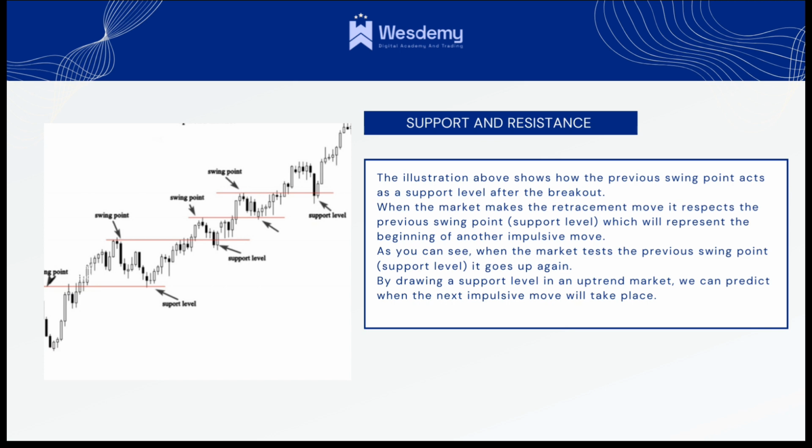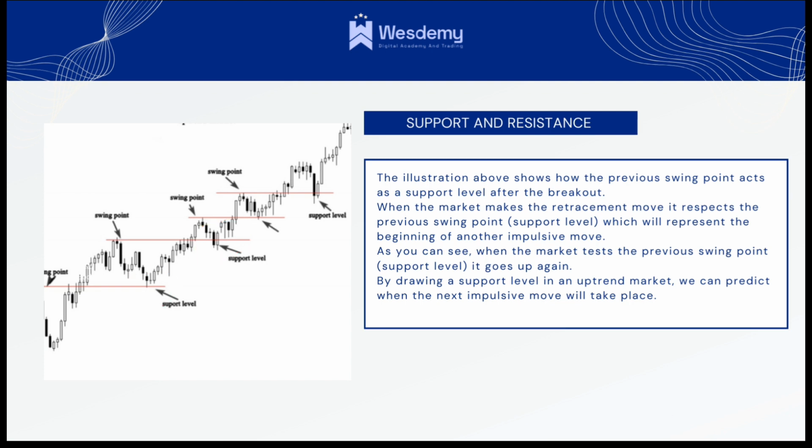If you're trying to catch the beginning of an impulsive move, which you anticipate to happen at the support level in a trending market, then it means you're looking to buy at somewhere around this region, guys. Around here, around here, around here. Now, as you can see, when the market tests the previous swing point, which is the support level, it goes up again. By drawing the support level in an uptrend market, we can predict when the next impulsive move will take place.